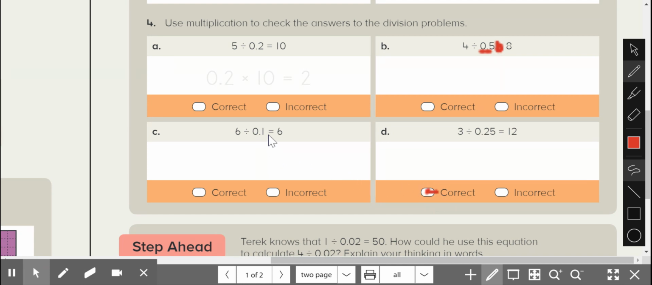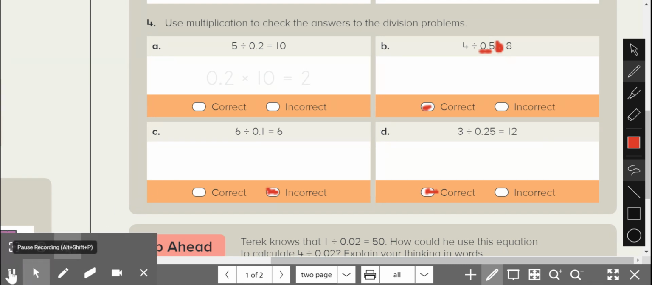How many dimes are there in $6? Well, I know that there are 10 dimes in $1. That means that if I take 10 times 6, I get 60. That one's incorrect. There are two 50-cent pieces in $1, so 2 times 4 gives us 8. That one is correct. And this one, because it doesn't fit that same idea that I've been using, I'm not going to worry about that one. Just wanted to quickly go through a different strategy. If it's available, think of them in terms of money.